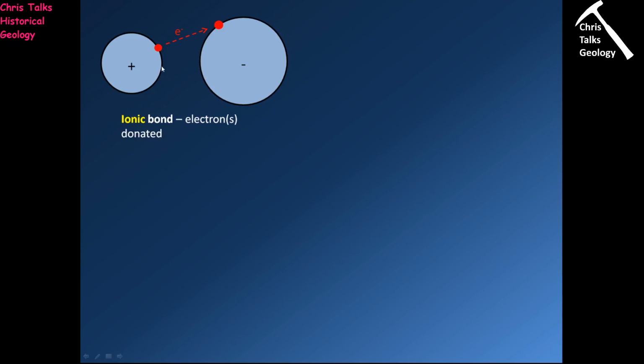And so the bond in between them is a result of the attractive force between the two ions, the positive cation here and the negative anion here, and the attractive force will essentially cause them to hold together. And obviously the closer these two ions can get to each other, the stronger that attractive force will be.